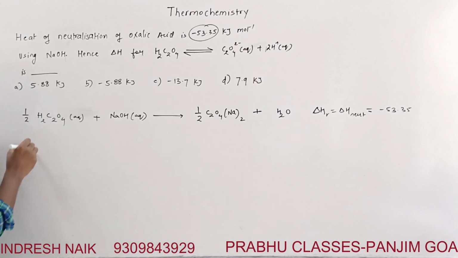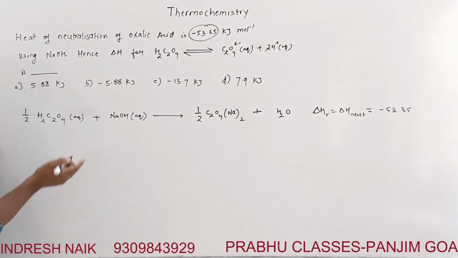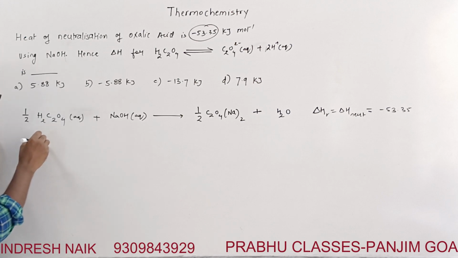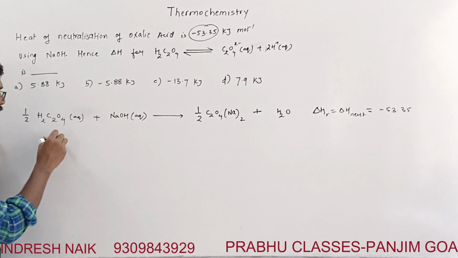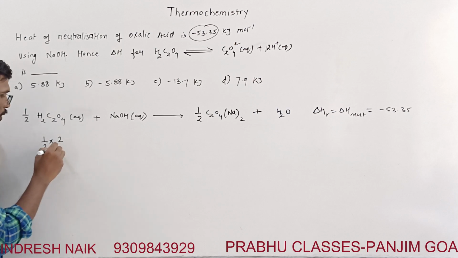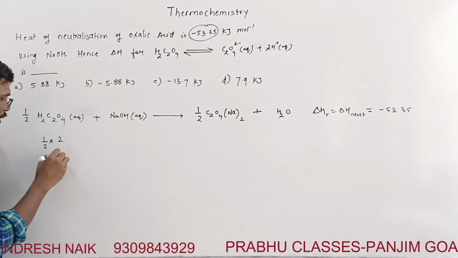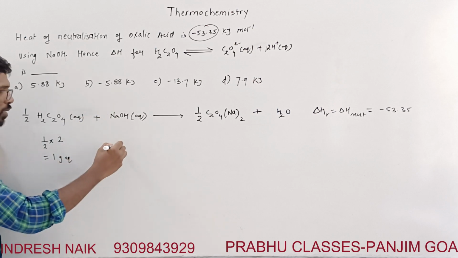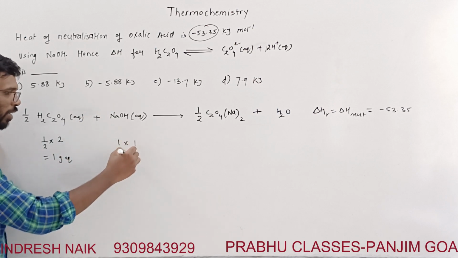How? The number of gram equivalents is the number of moles multiplied by the n factor. Over here, the number of moles is half a mole multiplied by the n factor for oxalic acid, which is 2. Remember that the n factor for oxalic acid is 2. So this comes to 1 gram equivalent. And this is 1 mole, and the n factor is also 1.